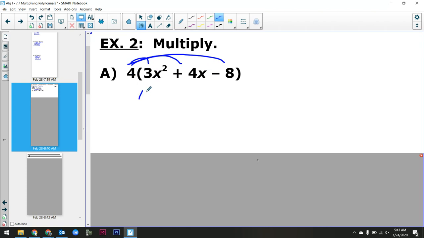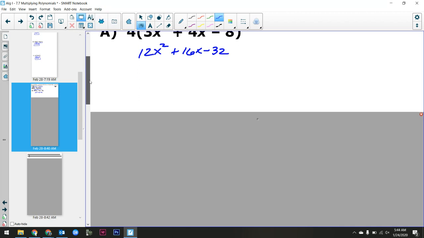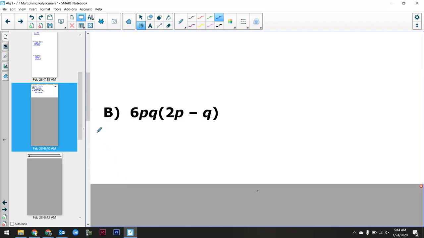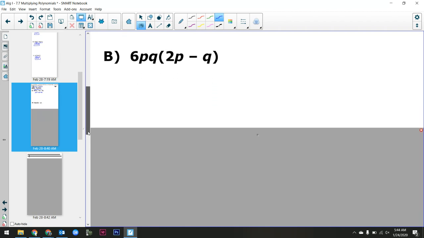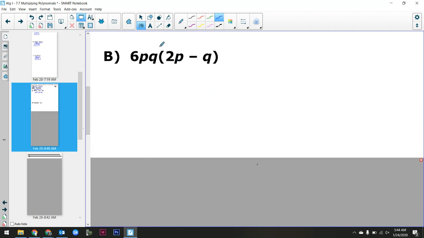4 times 3 is 12x squared. 4 times 4x is 16x. 4 times negative 8 is negative 32. That we could have done before this lesson, right? That's not too bad. But what if it's a monomial with variables in there as well? Now this is when it starts to get a little tricky. Remember, this is a monomial times a binomial.